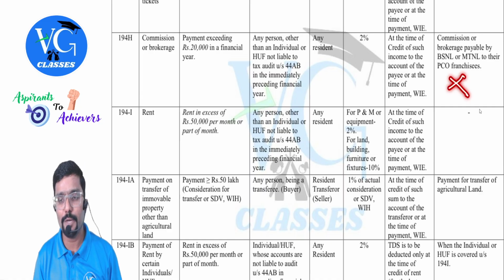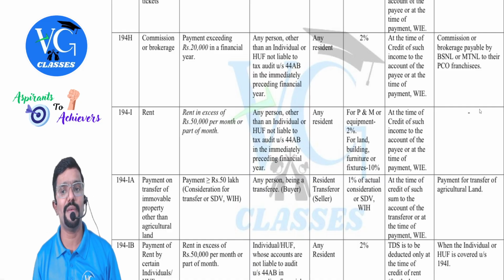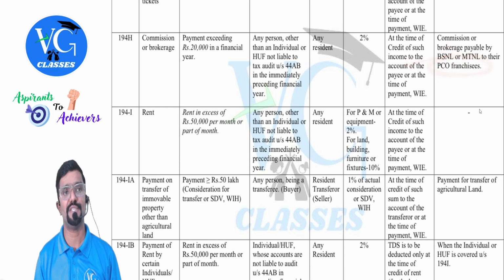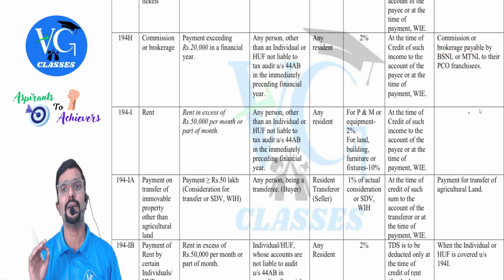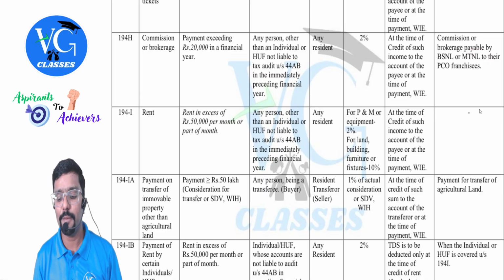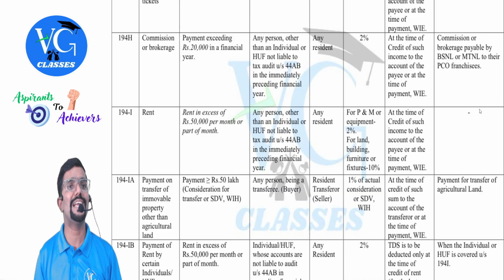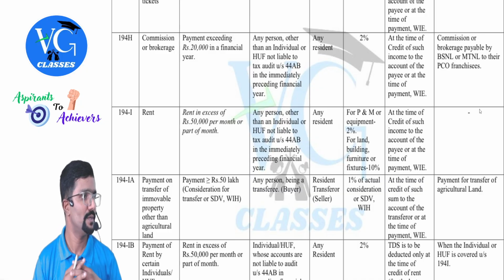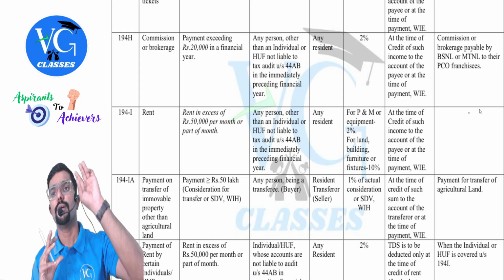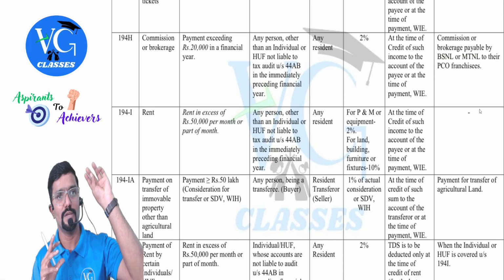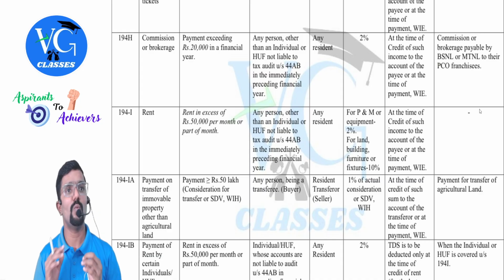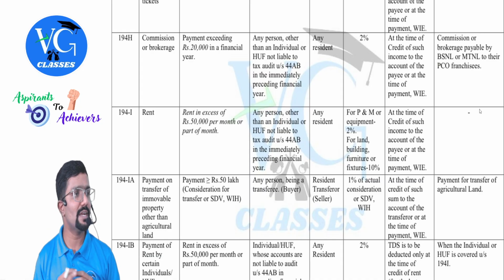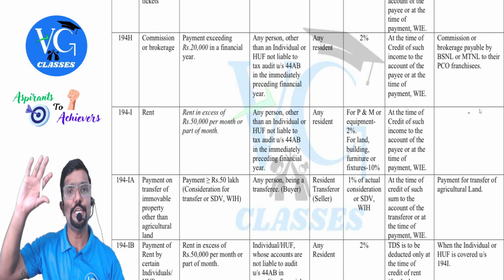Sir, when should TDS not be deducted? If the commission or brokerage is payable by BSNL or MTNL to their PCO franchises. BSNL means Bharat Sanchar Nigam Limited. MTNL means Mahanagar Telephone Nigam Limited. If they are paying commission to whom? PCO, that is public call offices. No TDS. Guys, commission or brokerage is covered in 3 sections. Insurance commission, 194D. If it is lottery commission, 194G. Any other commission, 194H. Easy to remember.